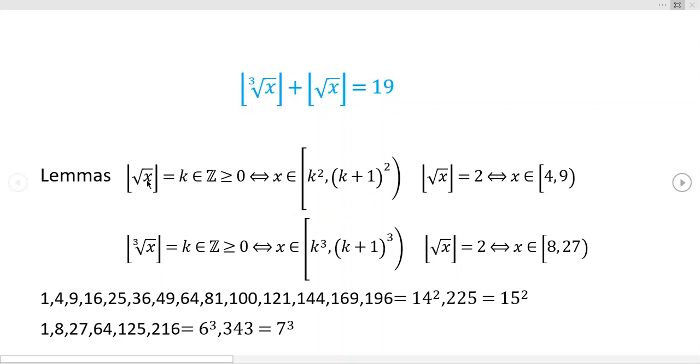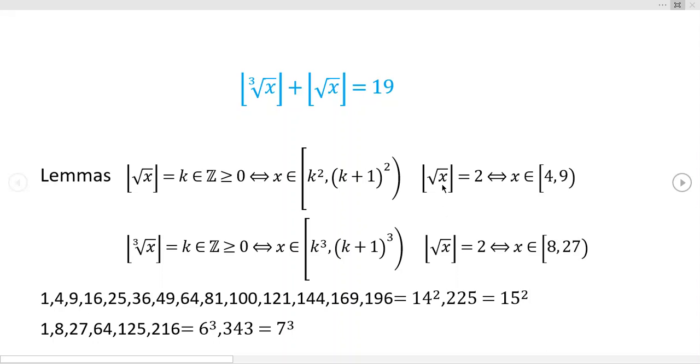The floor of the square root of x is equal to a positive integer. Since the domain of the square root function is positive numbers, I kept it to z greater than or equal to 0, or non-negative integers, I should say. But you can take a look at why this has to be true, and it's something most everybody could do in their head. I just wanted to write it down.